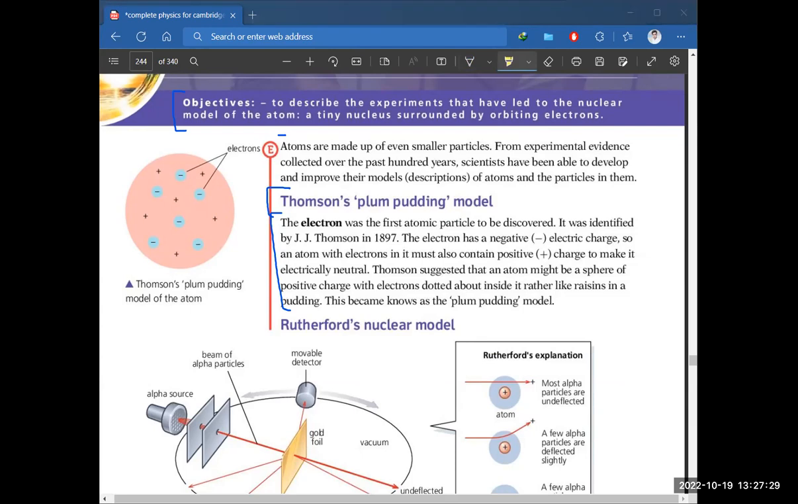The electron was the first atomic particle to be discovered. It was identified by J.J. Thomson in 1890. The electron has a negative electric charge, so an atom with electrons in it must also contain positive charge to make it electrically neutral. Thomson suggested that an atom might be a sphere of positive charge with electrons dotted about inside it, rather like raisins in a pudding. This became known as the plum pudding model.